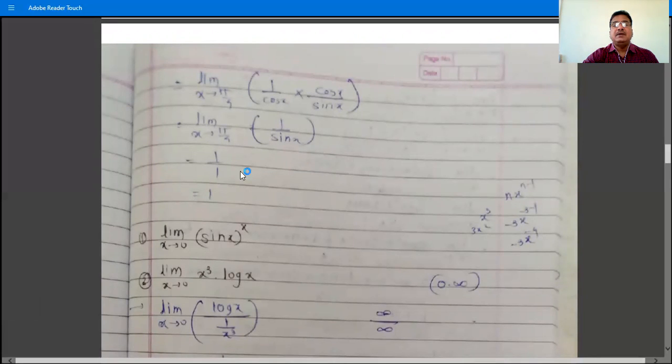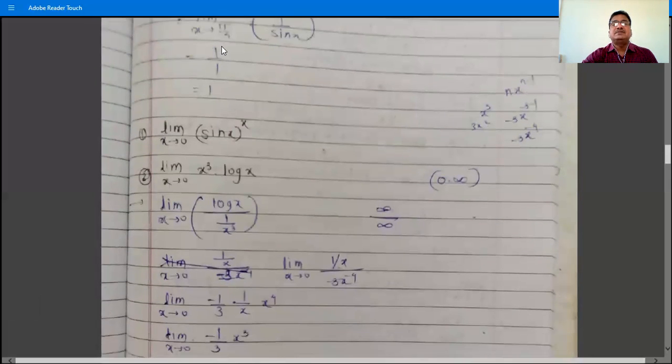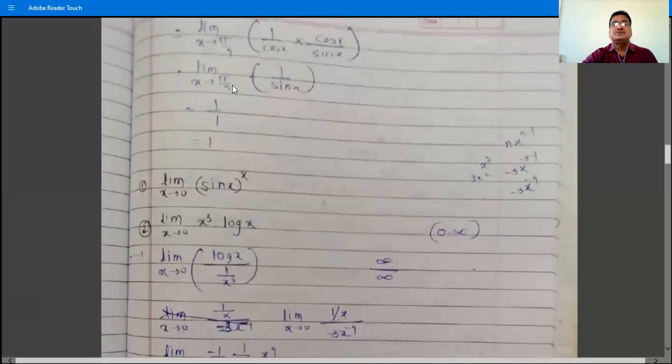So 1 by 1, this value is wrong, I think. Sin pi by 4, right? Sin pi by 4 is not 1, it is 1 by root 2, and then find the value. Substitute x as pi by 4, so write sin pi by 4, the value of sin pi by 4 at this place.